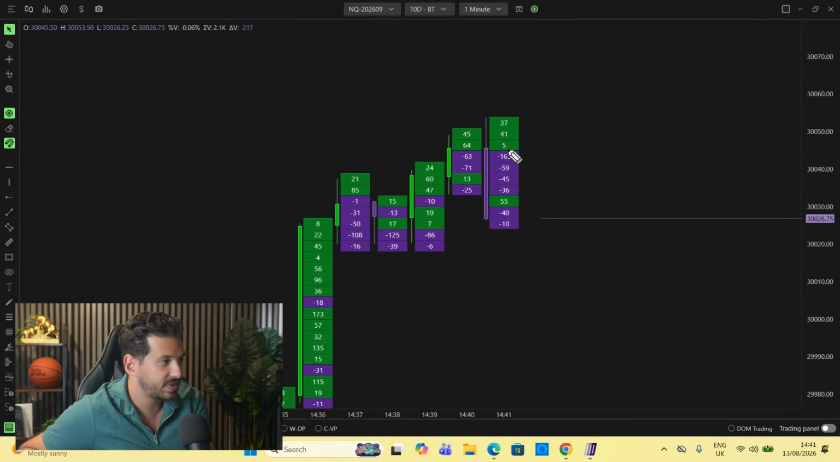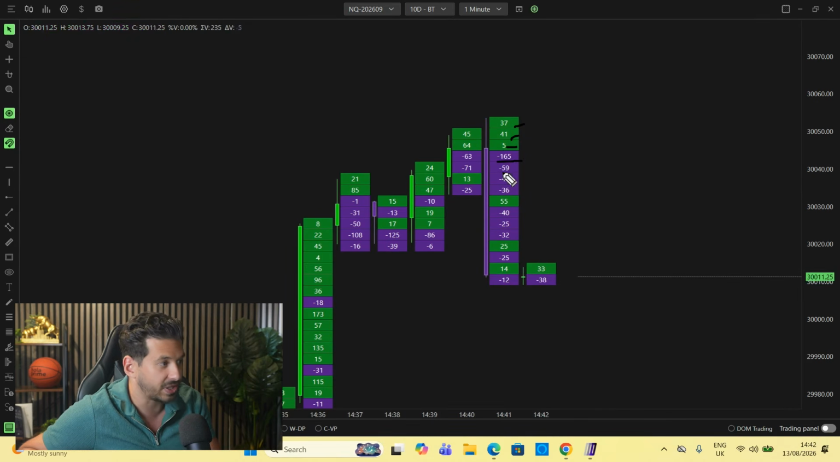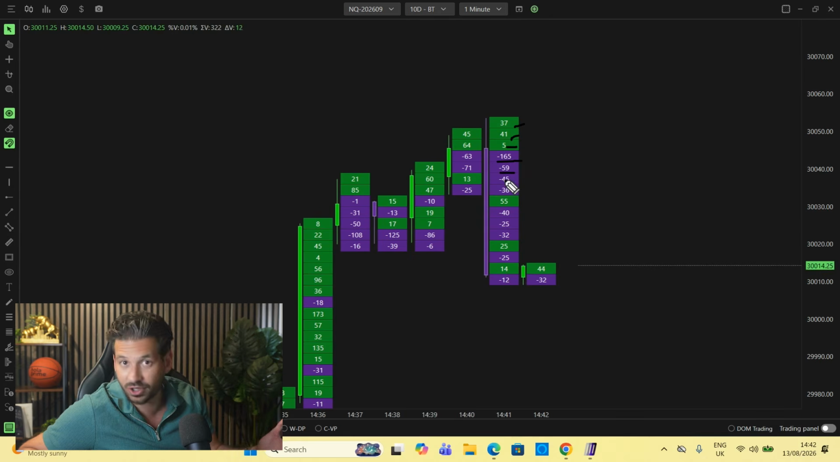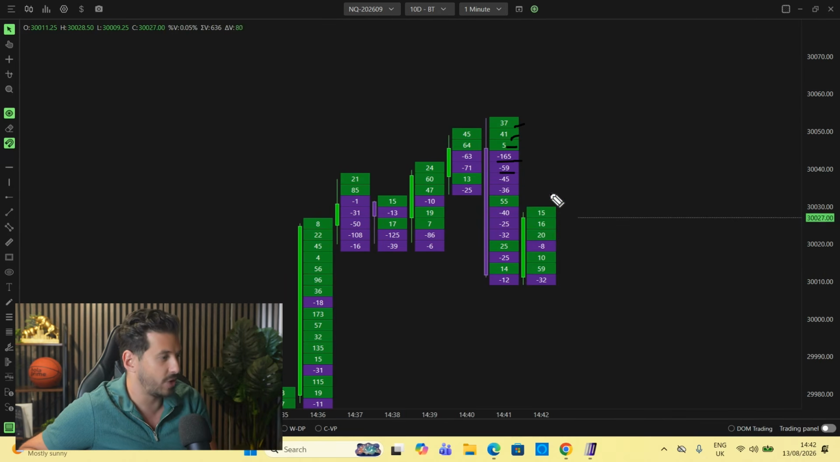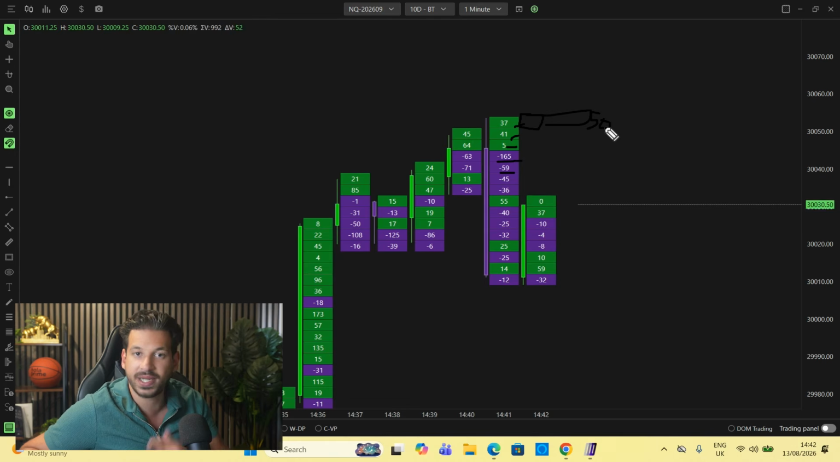Anything in green, so there's 5, 41, 37, etc., these are additional buy contracts. Anything in purple, like this 165, 59, are additional sell contracts. Say for example there were 100 buy contracts traded in this little price range, and there were 50 sell contracts traded here. The difference between 100 and 50 is 50, right? So this would show as 50 buyers. It's literally just the difference between buy contracts and sell contracts traded within that price range. Very, very easy to understand.